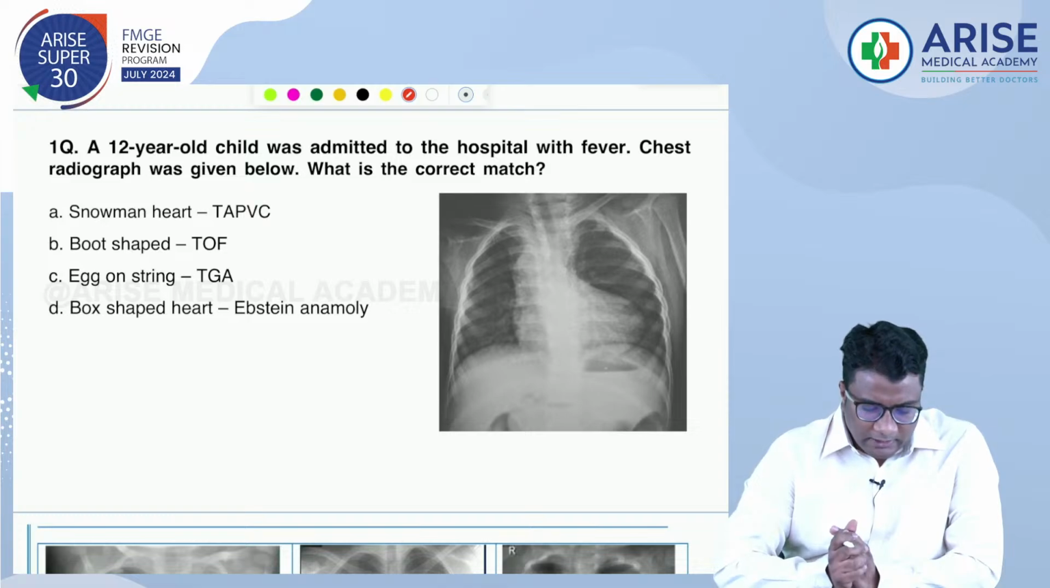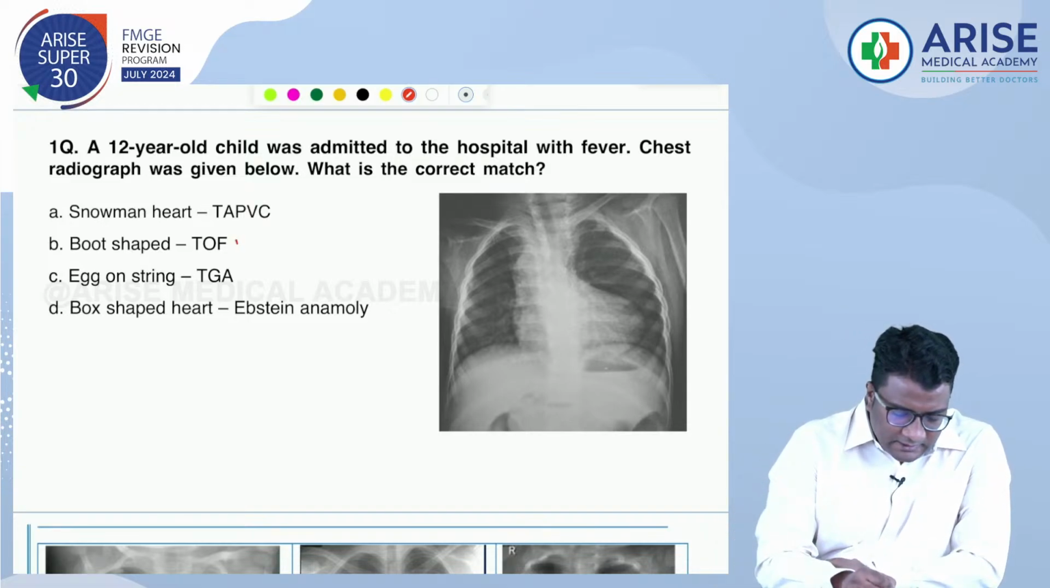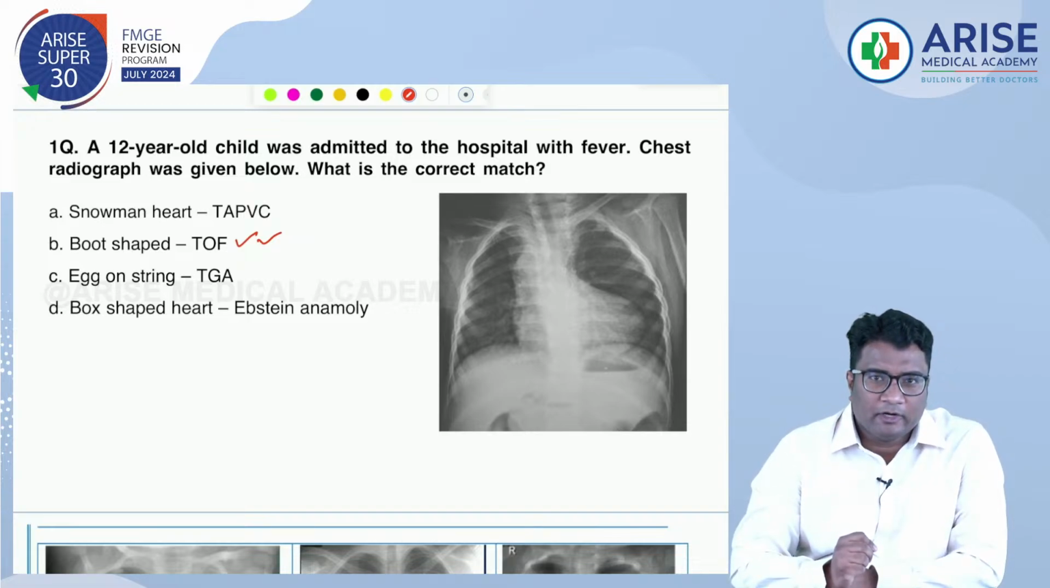A 12-year-old child was admitted to the hospital with fever. Chest radiograph was given below. What is the correct match? Is it a snowman heart of total anomalous pulmonary venous connection, boot-shaped heart, egg-on-string appearance of transposition of great arteries, or box-shaped heart? So everybody is doing it correctly. Very nice. This is boot-shaped heart, or tetralogy of Fallot.